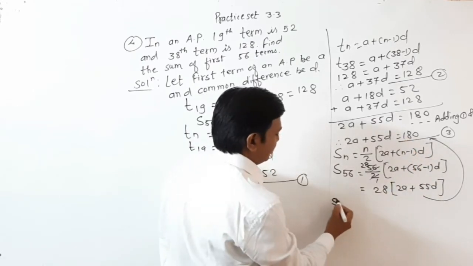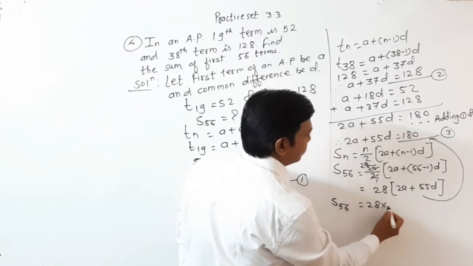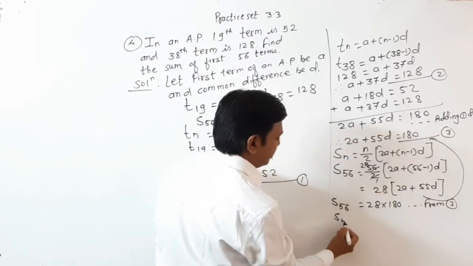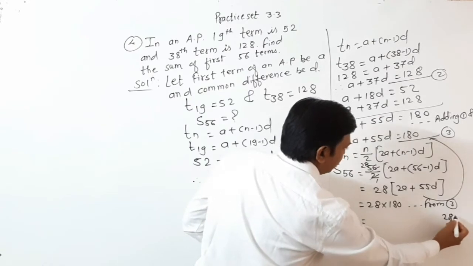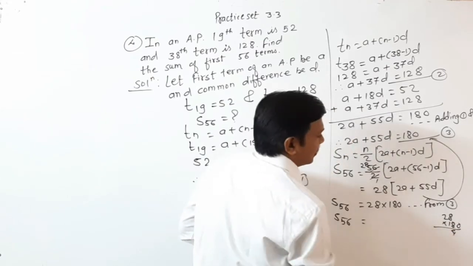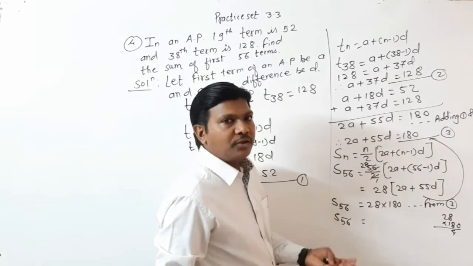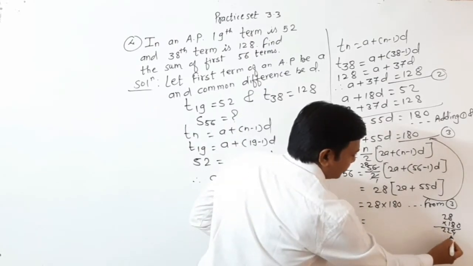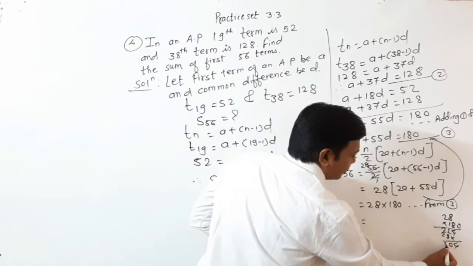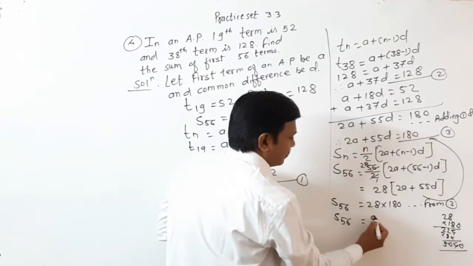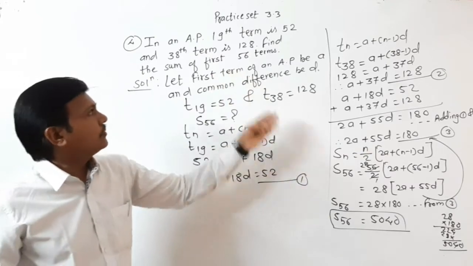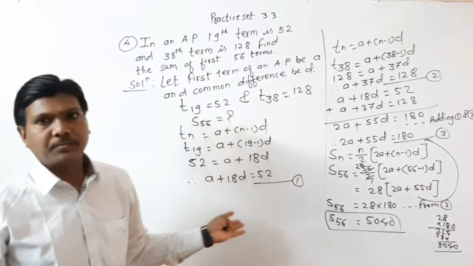So here S56 equal to 28 into 180, from the third equation, and multiply this to get the answer. So 28 into 180: 8 times 8 is 64, then 8 times 2 is 16, 16 plus 6 is 22, then 8 times 2 is 16 plus 2 is 18... so here the answer is 5040. So the sum of the first 56 terms is 5040. See and make a note.